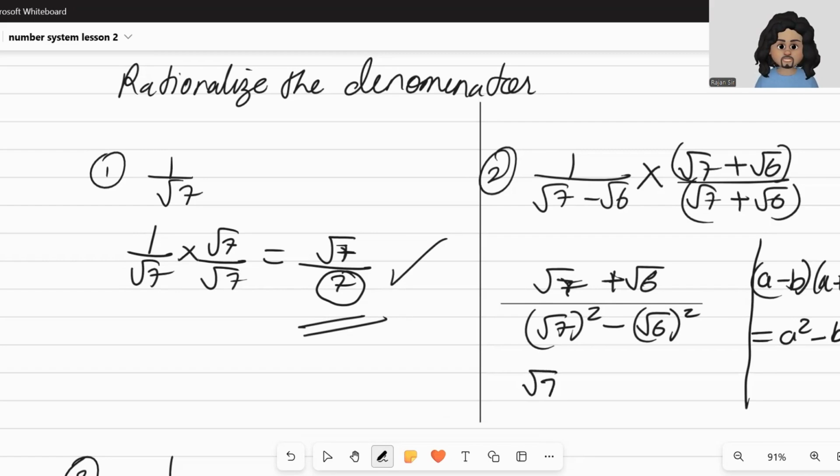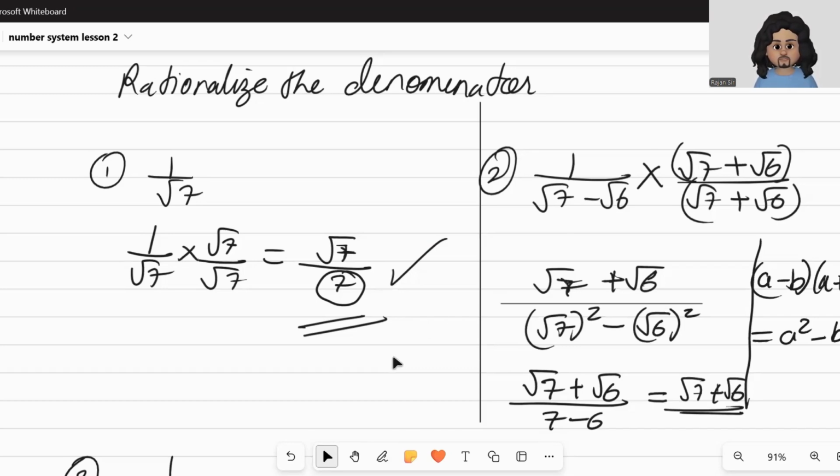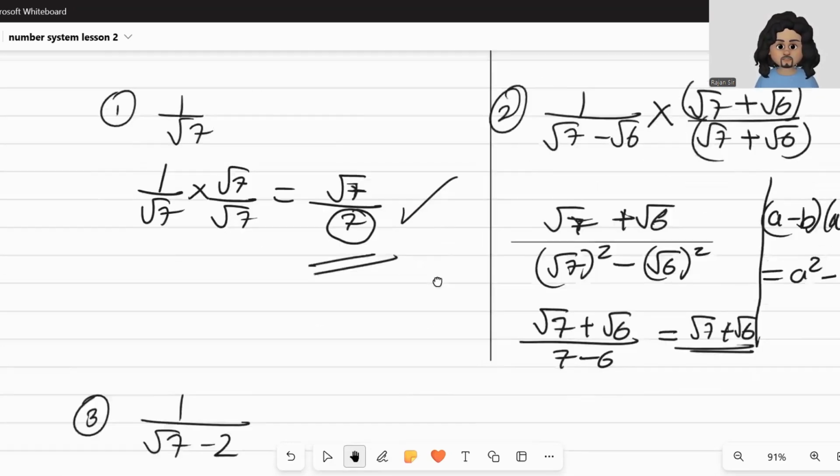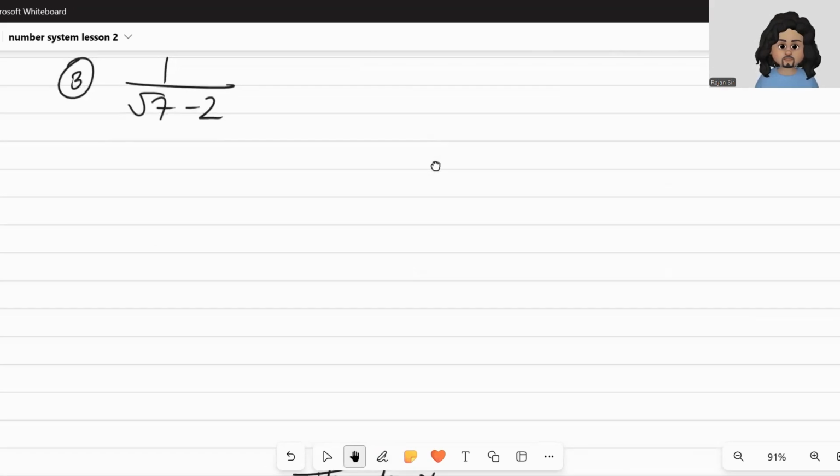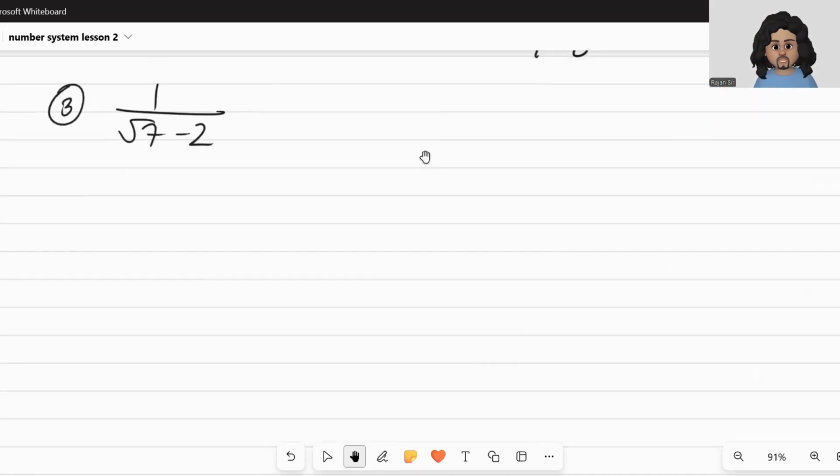So we have root 7 plus root 6 upon root 7 square is 7 minus 6. 7 minus 6 is 1. So your denominator is rationalized, and you have the answer root 7 plus root 6. Okay, I hope you're understanding. Let's go to this one. Okay, there might be other sums also of the same type, but you can understand this case.